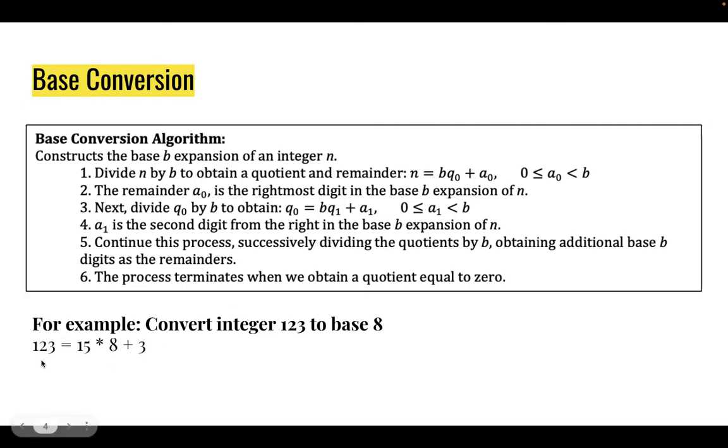So we get this. Now we need to repeatedly divide the quotient. Here it's 15. So we divide 15 by 8, then we get 8 times 1 plus 7. And then we continue dividing 1 by 8, and basically it's 8 times 0 plus 1. So this is the base 8 expansion. Now we need to combine the answer, so we go from bottom to top. So we can represent 123, which is in base 10, as 173, which will be its base 8 representation.